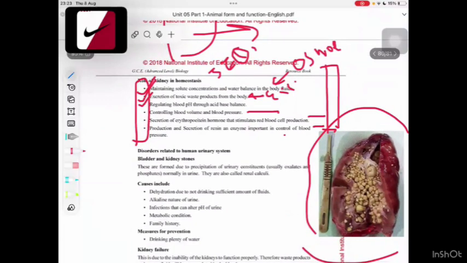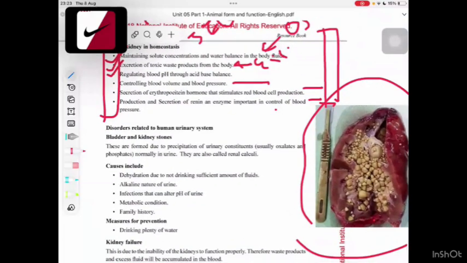Now let's go through the disorders. Disorders related to the human urinary system: bladder and kidney stones. These are formed due to precipitation of urinary constituents, usually oxalates and phosphates, normally in urine. Now, these are formed due to what? Precipitation of urinary constituents like oxalates and phosphates.